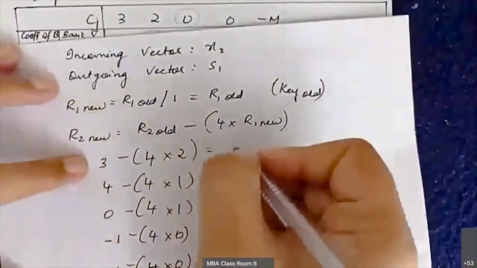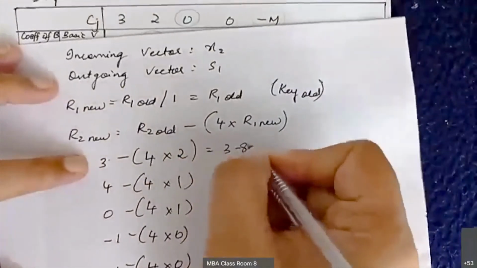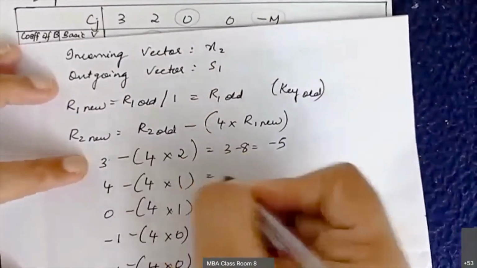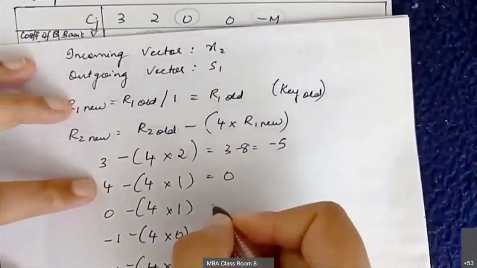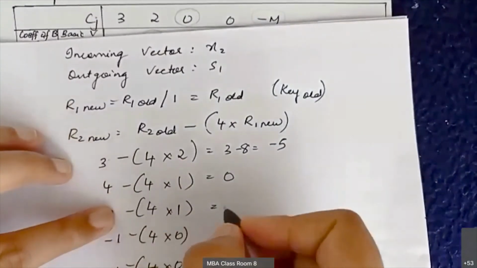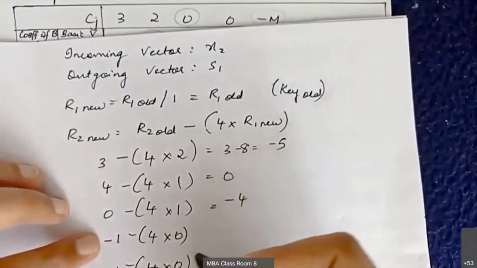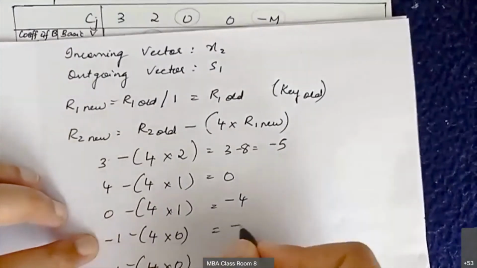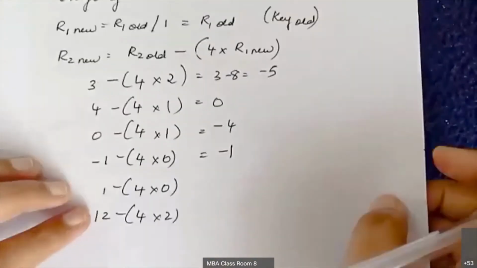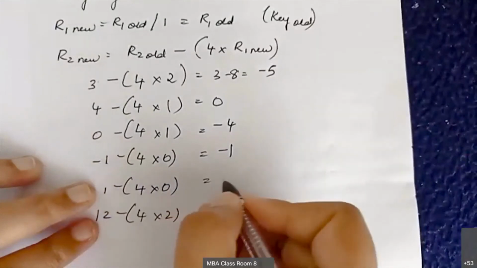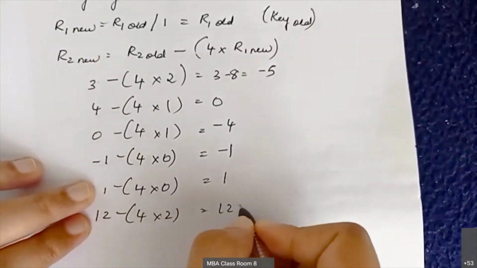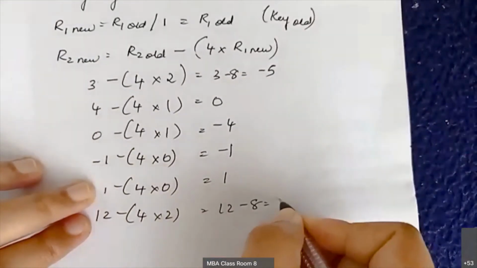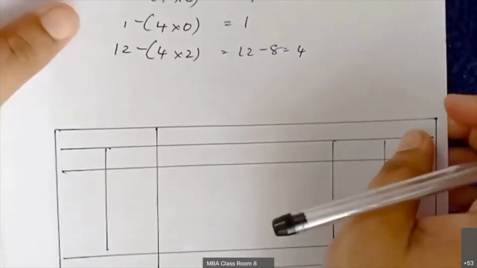So tell me the values. This is 3 minus 8, which is minus 5. This is 4 minus 4, it is 0. Minus 4 into 1, it is minus 4. Here we have minus 1 into 0, that is minus 1. Here we have 1 minus 0, it is 1. Here we have 12 minus 8, which is 4. So take down those values and form your new simplex table.